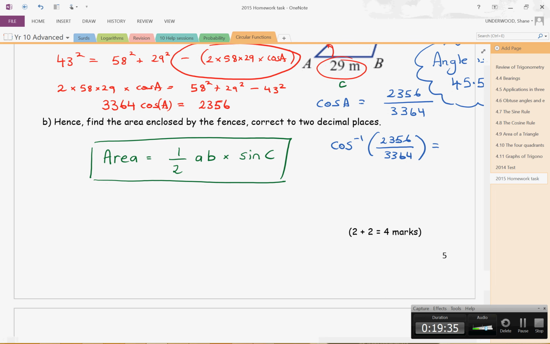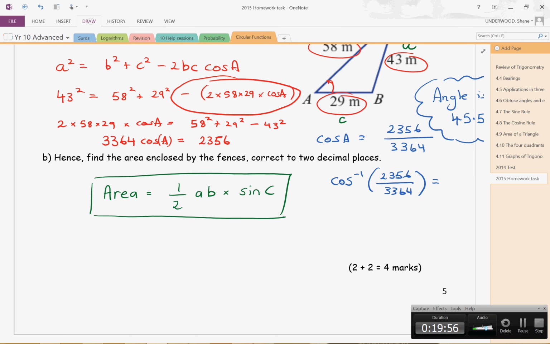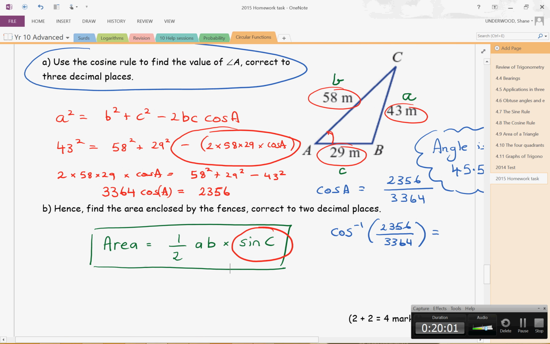Area is a half little a, little b times sine C. That's your formula. So we can find the area of any triangle if we know two sides and the angle between them. Be careful though, you need to know the angle between those two sides. Notice that we need the angle for sine C. We've just found this angle here. It says hence. Hence means let's find the area given what you've just done.